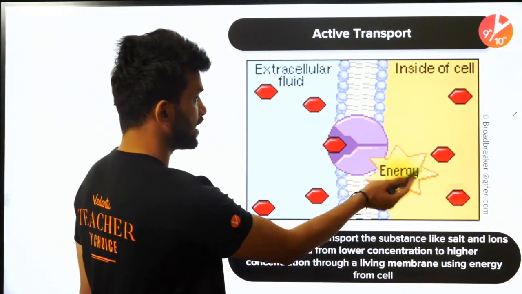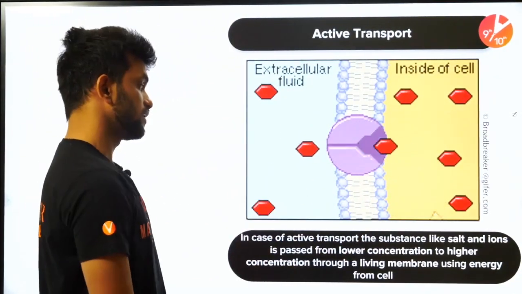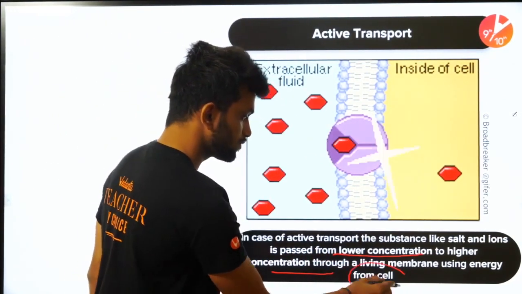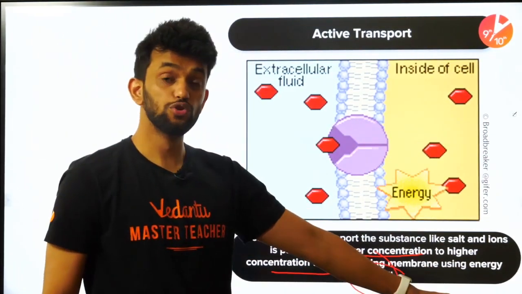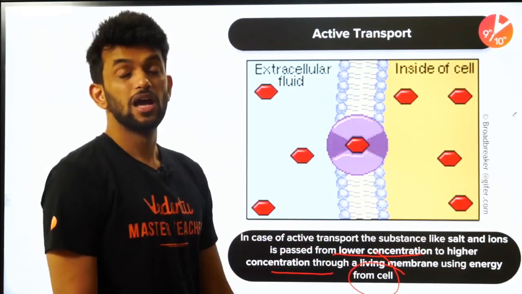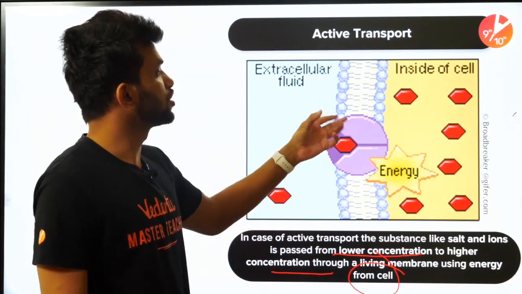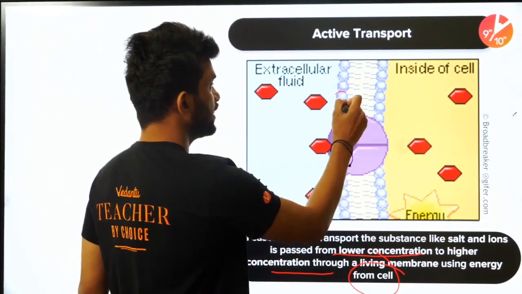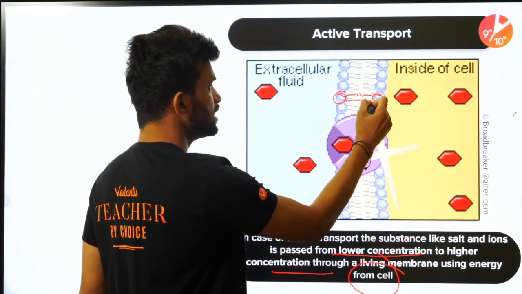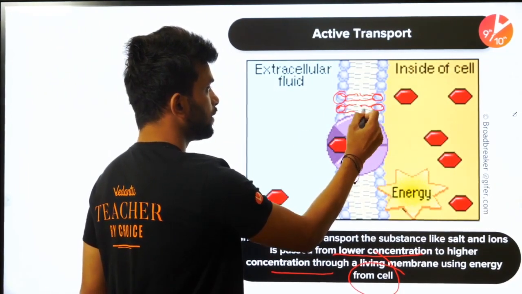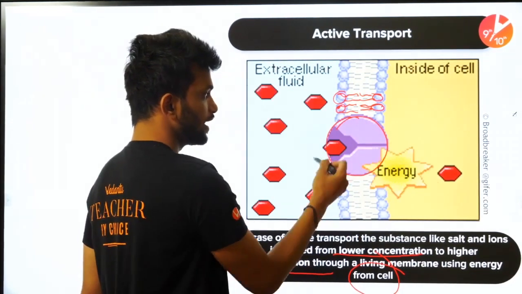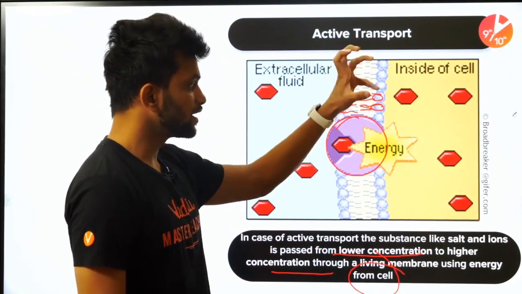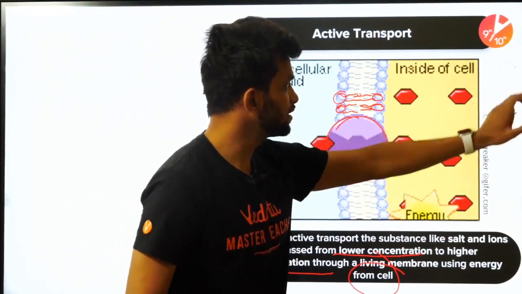If you can see, energy is coming in, then it is letting someone in. Substances pass from a lower concentration to a higher concentration through a living membrane using energy. Why are we calling it a living membrane? Because it is very dynamic. If something gets damaged, a new one is made. And if you have studied the fluid mosaic model, look, this is the lipid bilayer, and this is the protein. It is very active, the protein is very living, and this thing is continuously moving. Very amazing thing.